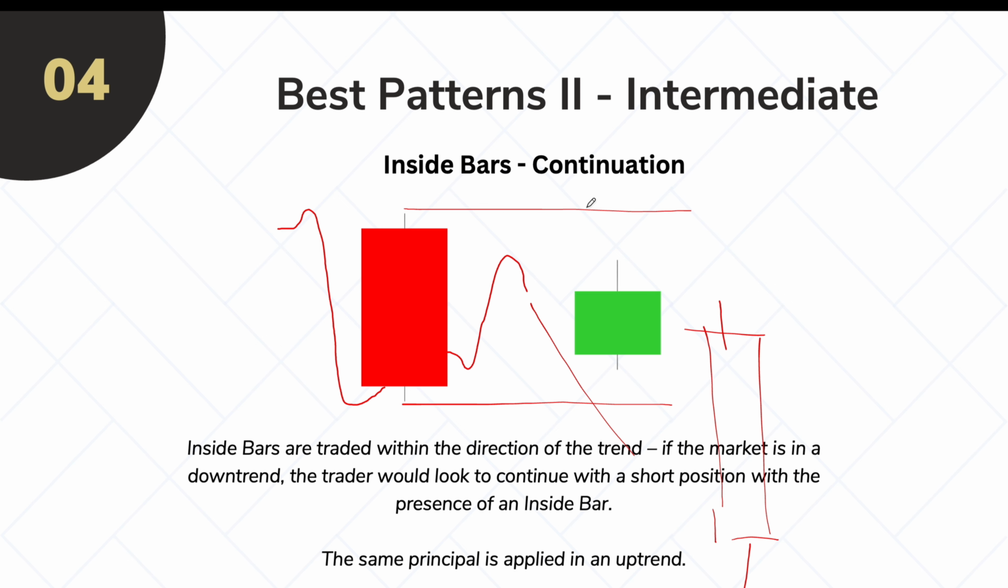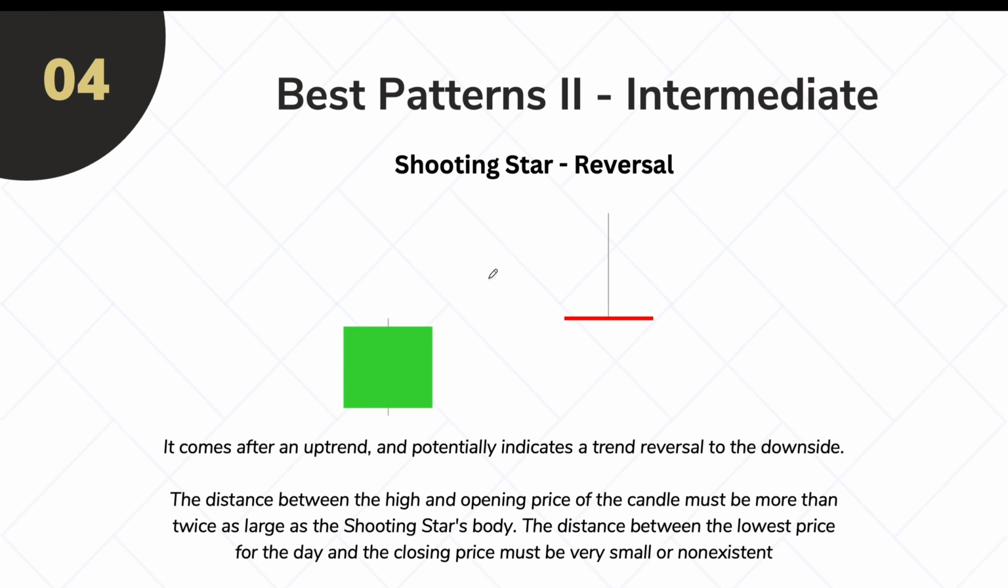We're in a downtrend, we see an inside bar, and then you can expect the next candle to be red again. And the last pattern I want to discuss is the shooting star. And this is also a reversal pattern. A shooting star comes after an uptrend.